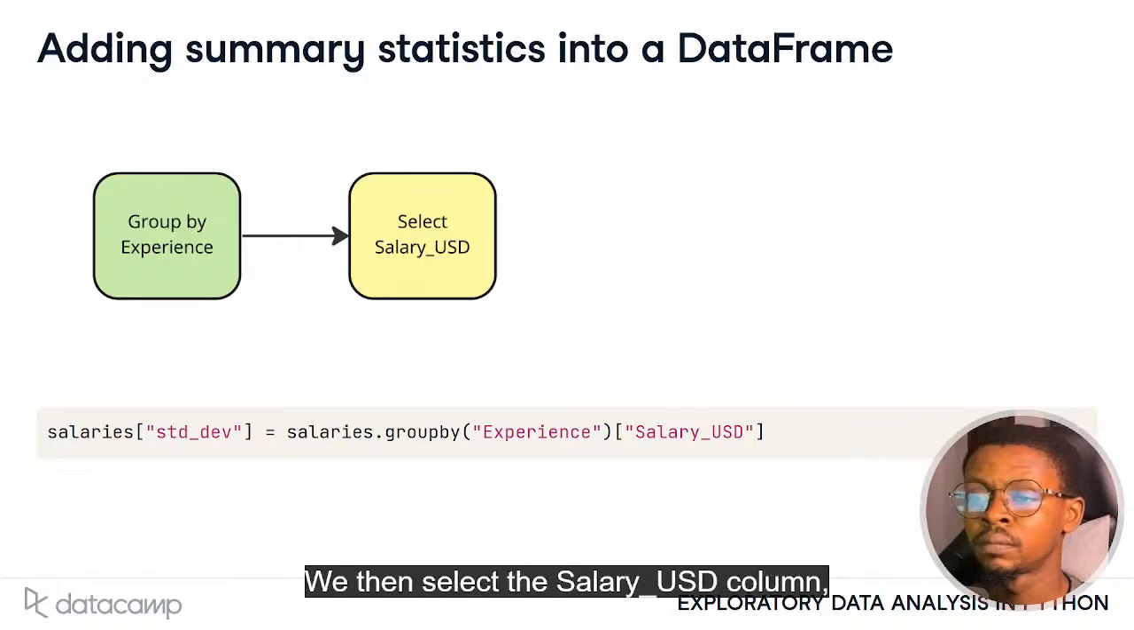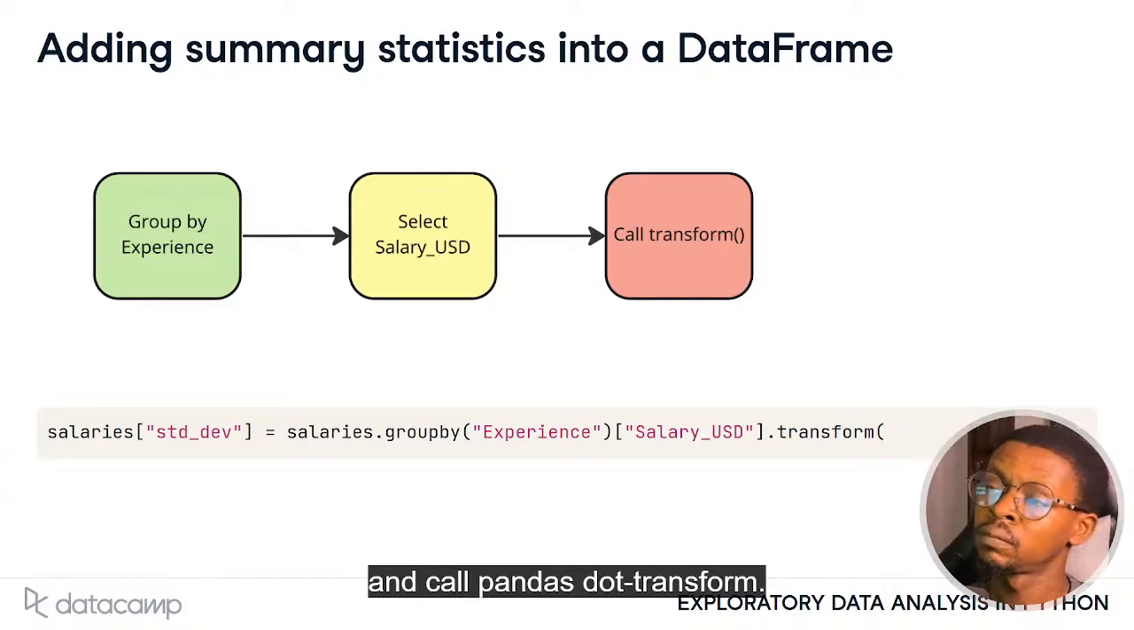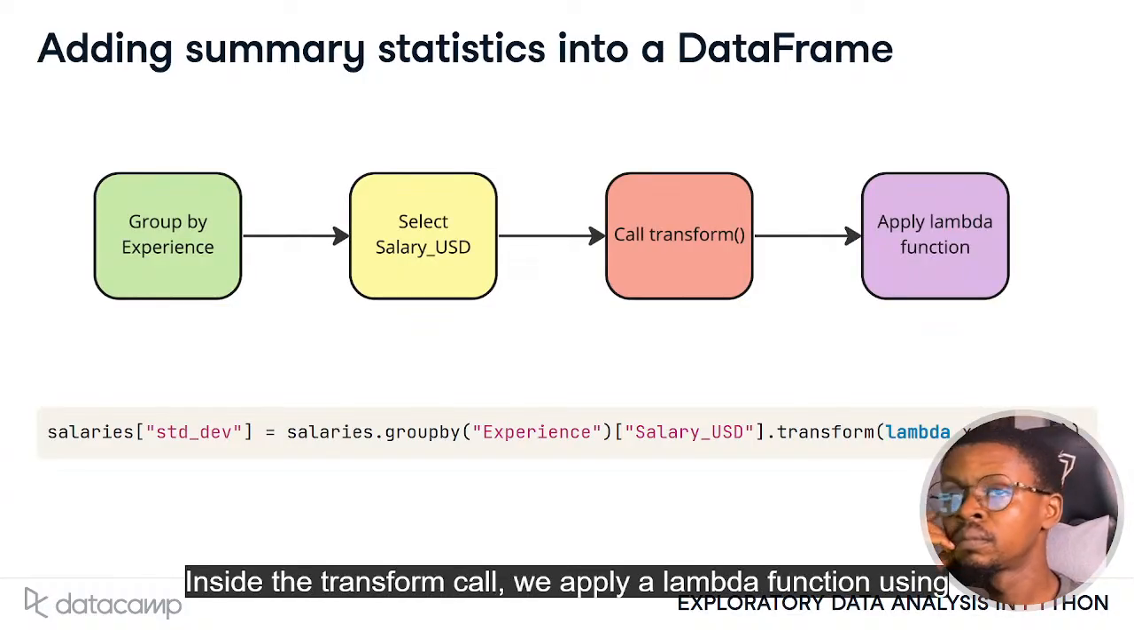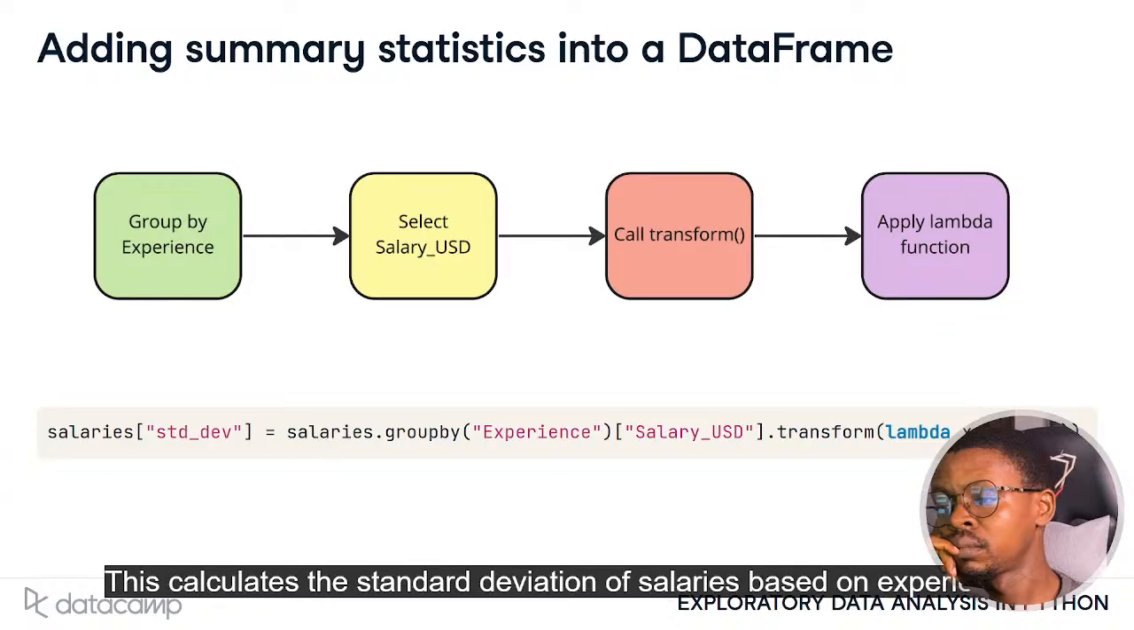We then select the salary USD column and call pandas transform. Inside the transform call, we apply a lambda function using the syntax lambda x colon followed by a call of x.std. This calculates the standard deviation of salaries based on experience.